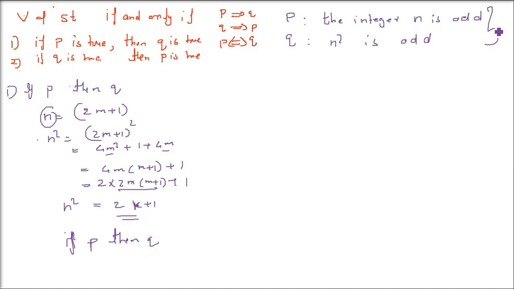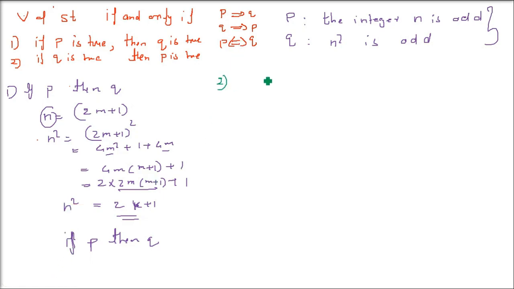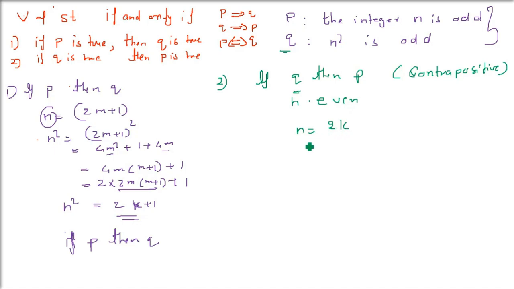We have to check the validity of the statement if and only if. First thing we have already done: if P is true, then Q is true. Now coming to the second one, which is if Q then P. We will do it by the contrapositive method, not the direct method. We will assume that n is not odd. So n is even, which means n has to be 2 into something, 2 into k.